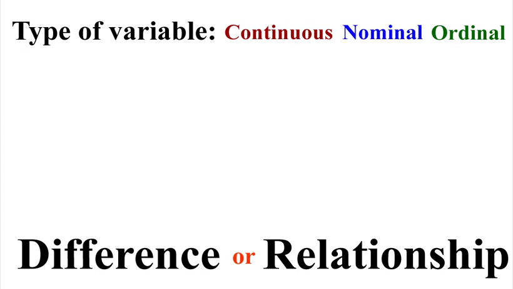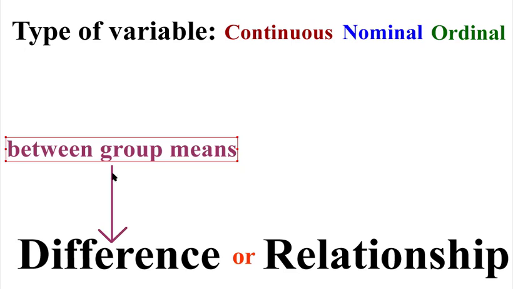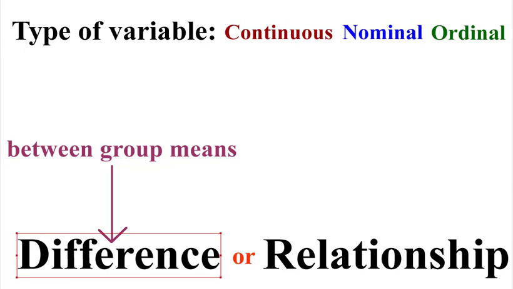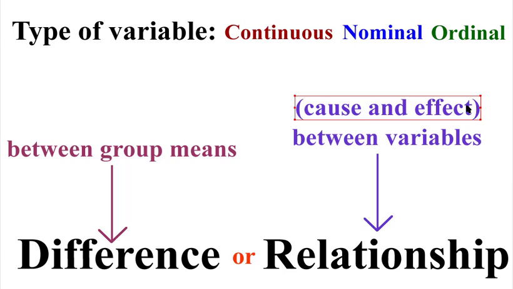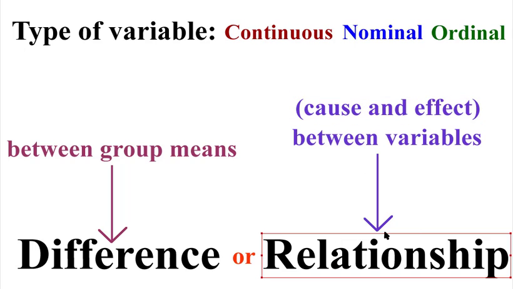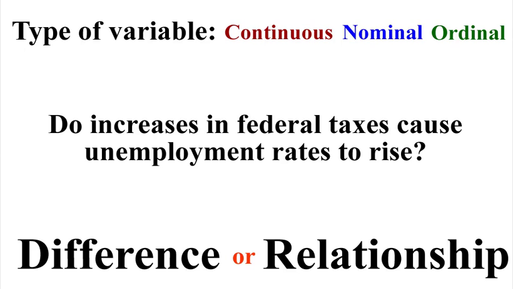Second thing you do is decide if you're looking for a difference or a relationship. By that, I mean a difference between group means, okay? So difference tests will have a grouping variable. Relationship, on the other hand, is a relationship between two variables, two or more variables, but two variables, and it's more like a cause and effect thing. We're not supposed to say that, but does one variable change cause another variable to change? That's what we call cause and effect. That's a relationship. So here's the first question.